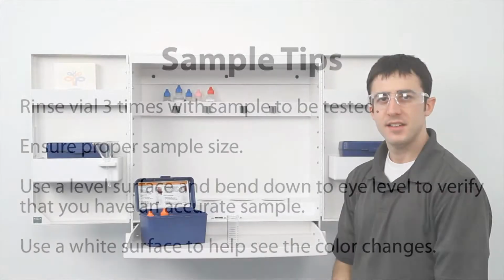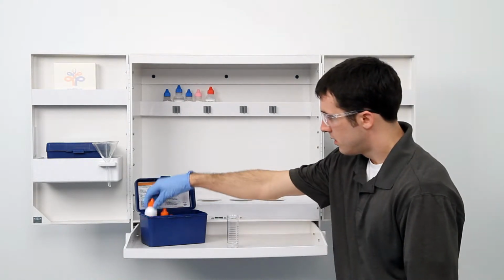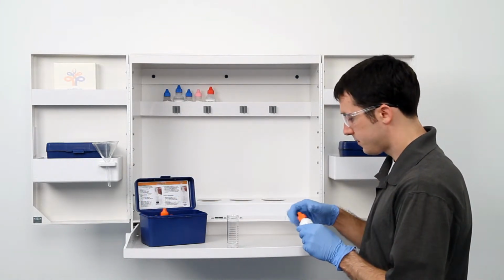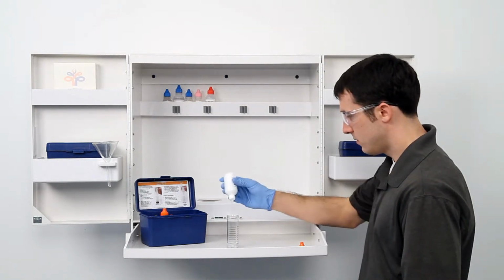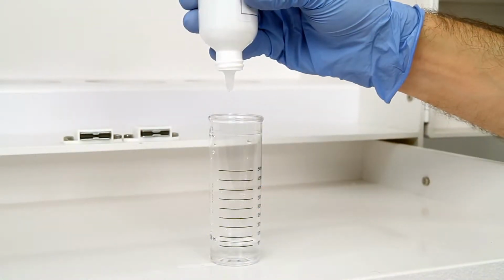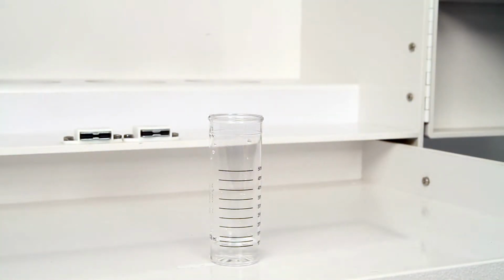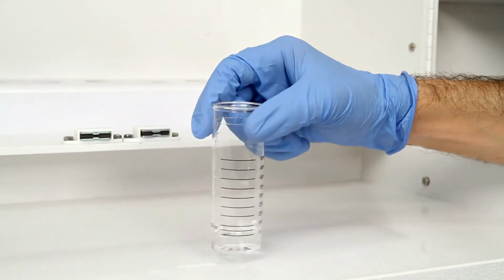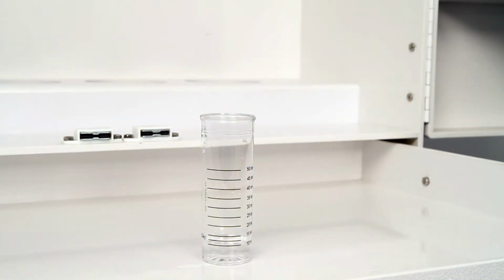Once you've collected an accurate sample, the next step is to add 10 drops of potassium iodide. The bottle contains a dropper tip, so it's important to hold the bottle vertically to get a consistent drop size. After the addition of each reagent, swirl the vial for 5 seconds to make sure the reagents are properly mixed. If the chlorine concentration is high, the sample may turn slightly yellow at this point.